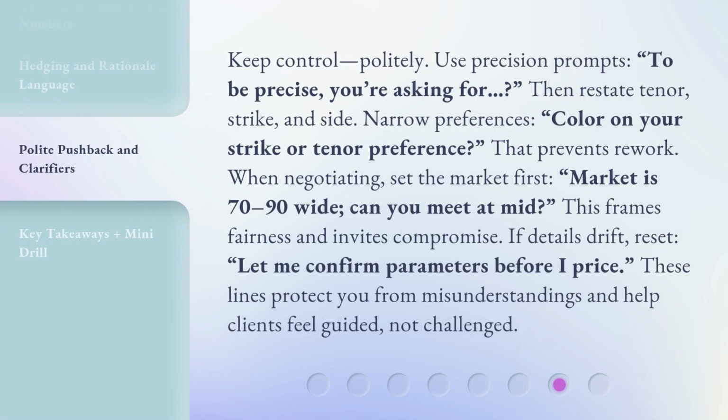Keep control politely. Use precision prompts. To be precise, you're asking for... Then restate tenor, strike, and side. Narrow preferences. Color on your strike or tenor preference. That prevents rework. When negotiating, set the market first.